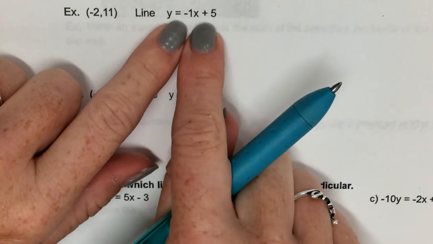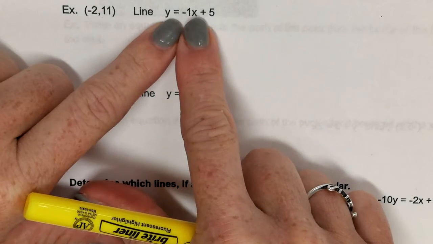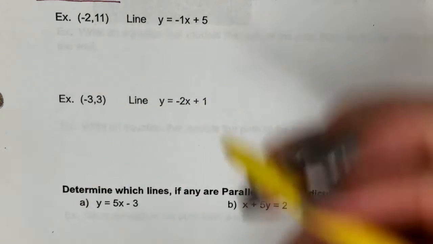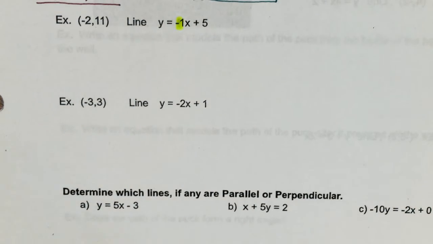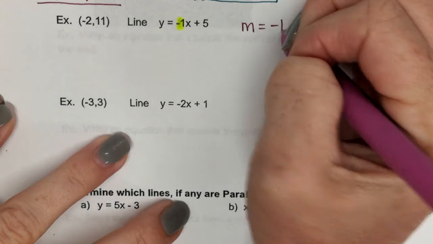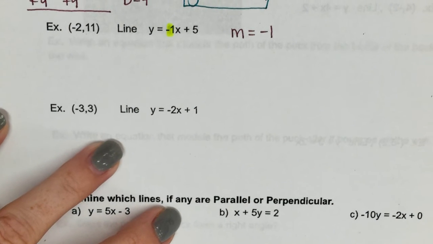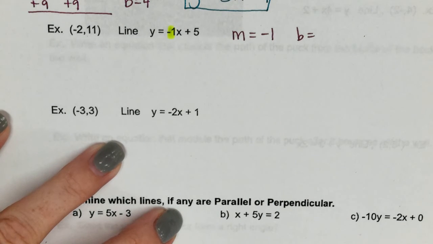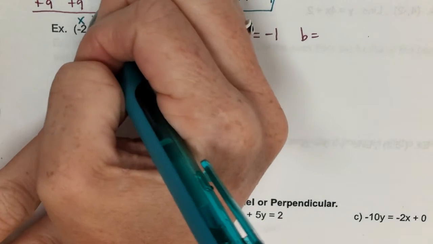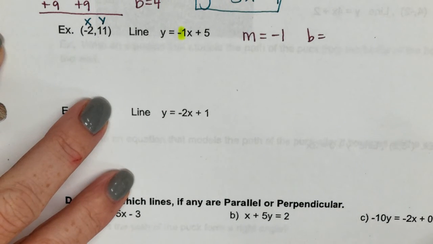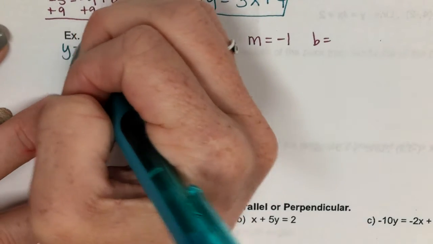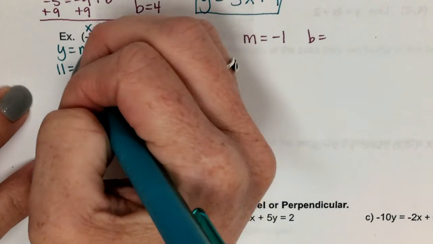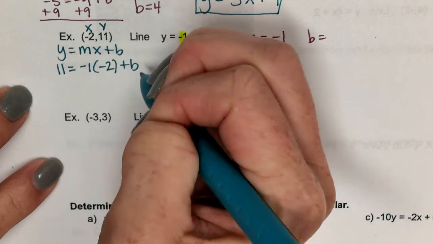So here is our equation. If I graph that, they want me to write an equation that's parallel to it, but passes through this point. So the slope has to be what? -1. I have to solve for the b because they don't give it to me. Are y'all good? All right, this is going to be my x. This is going to be my y. So I have 11 equals negative 1 times negative 2 plus b.